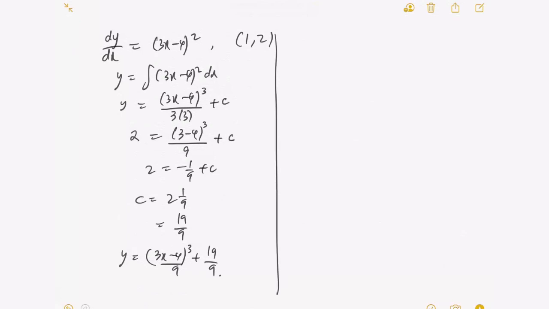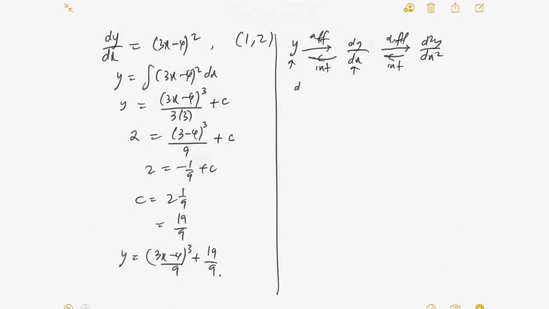Okay? Now, sometimes they may give us the second order differentiation. Just to recap, in differentiation, we learned that if I differentiate my y, I'll get my dy dx. If I differentiate one more time, I'll get d squared y dx squared. Now, d squared y dx squared simply means the second order differentiation. So if I want to find my equation of the curve, I have to integrate twice. The first time I integrate, I'll get my dy dx. The second time I integrate, I'll get my y.